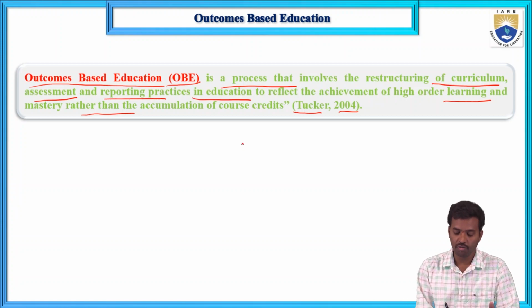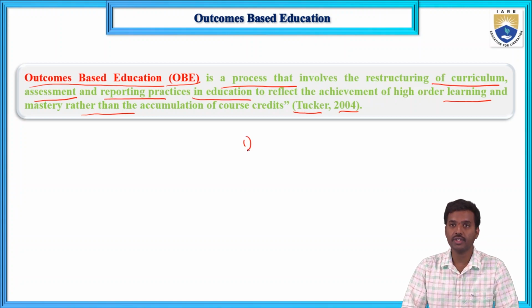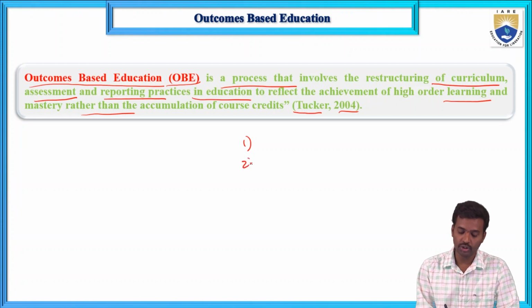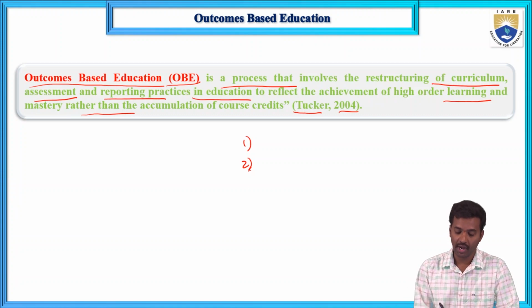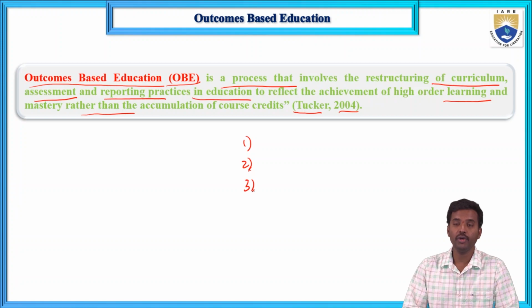addresses four questions. The first question: what do you want the students to have and be able to do? And the second question: how can you best help the students achieve it? And the third question: how will you know what they have achieved? And the fourth question: how do you close the loop? So here a student should know what will be the outcome of the course.